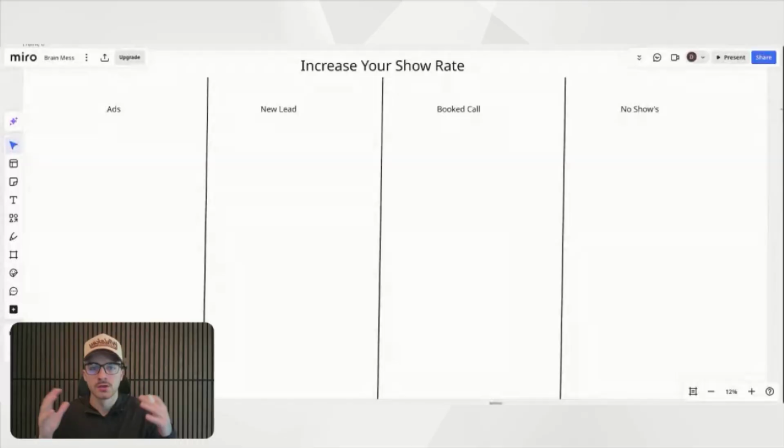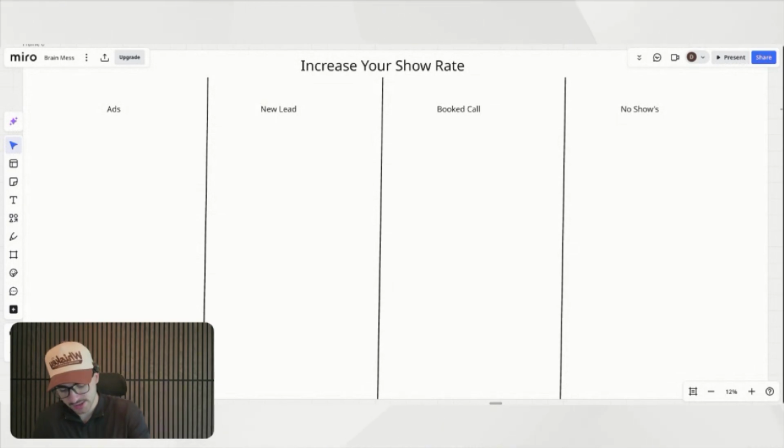Enough yapping from me. When it comes to increasing the show rate, there's basically four things that we want to focus on. You're going to have your ads, so talking to the right people. You're going to have either a new lead funnel or a book call funnel. I'm going to show you guys both today, whether you're running a new lead funnel or you're optimizing for book calls. And I'll also show you what to do if someone no-shows you, that way you can get them rebooked onto the calendar and, again, give your closer a chance of collecting some cash. All right, so let's dive in here.